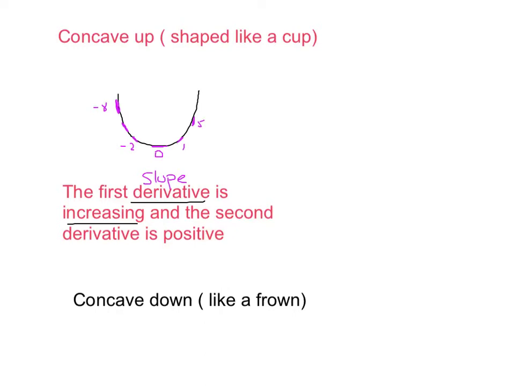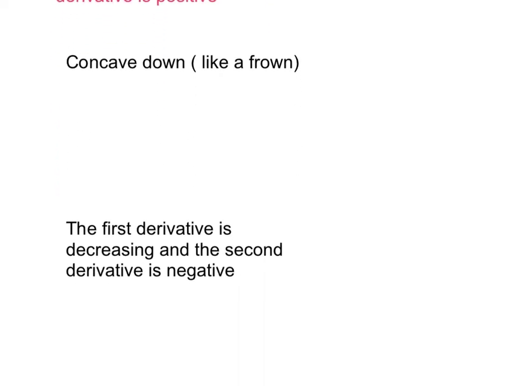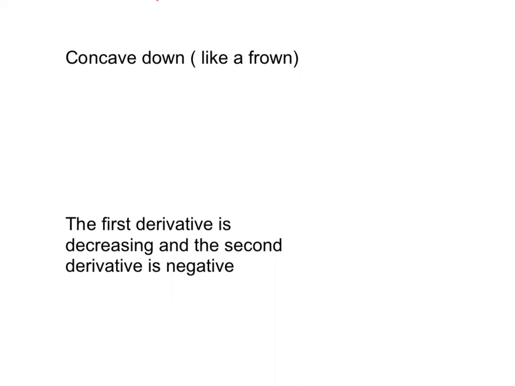So a little rhyme, I guess, is concave up is shaped like a cup. You can think of it as smiling for up. And that, remember, implies the second derivative is positive. So you can kind of make a nice little happy face out of that to help you remember. Concave down, then, looks like this.